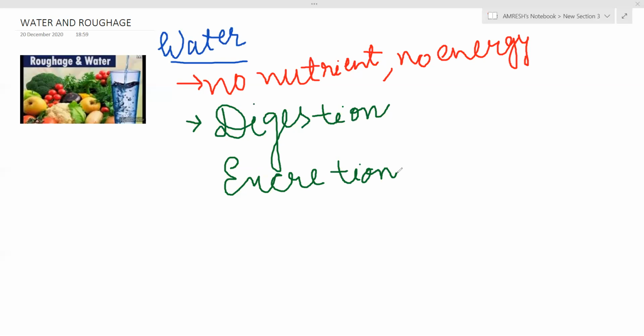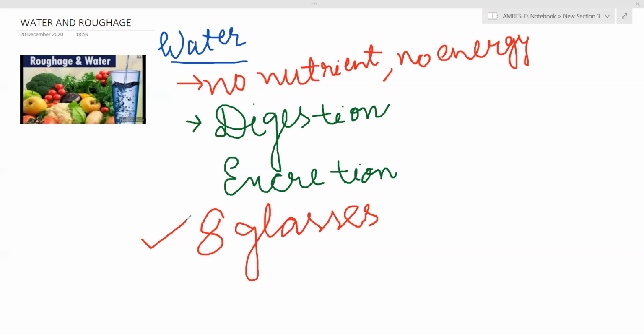So all our foods contain water. So we should drink at least 8 glasses of water a day. Minimum 8 glass, maximum 12. Minimum 8 glasses of water we should drink. So now water is over.